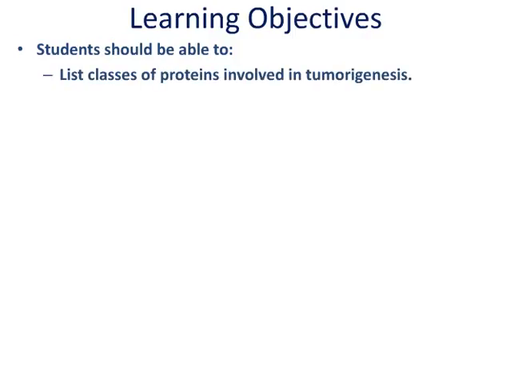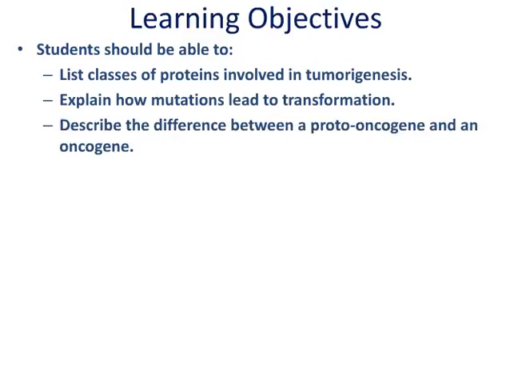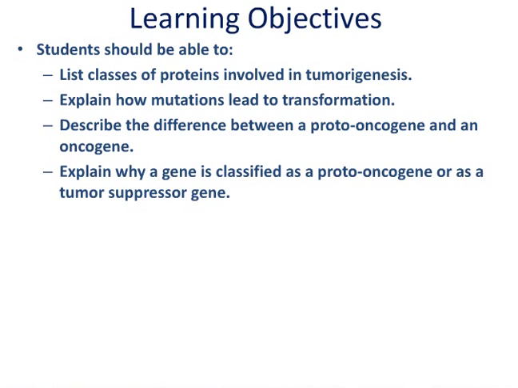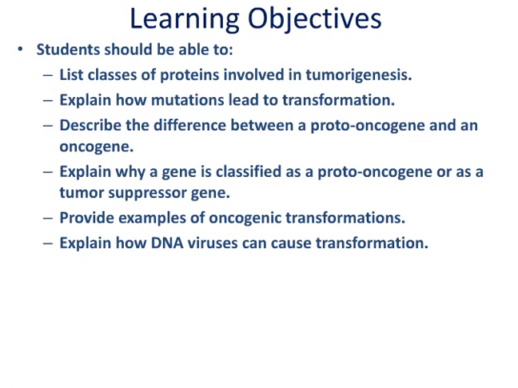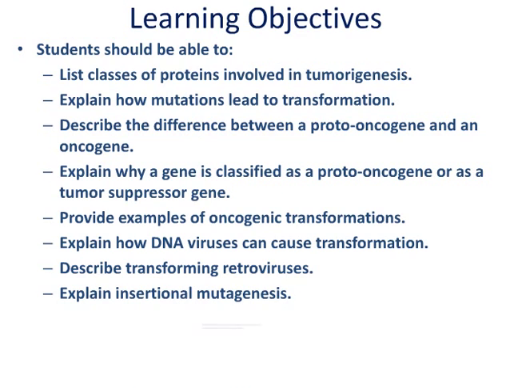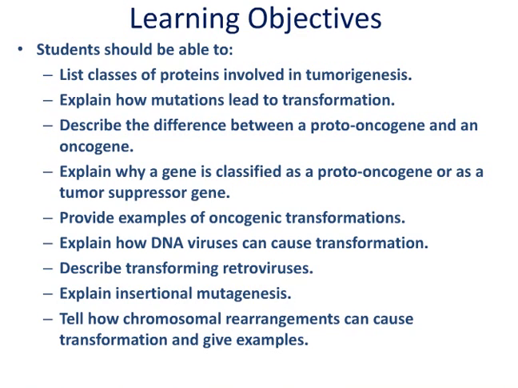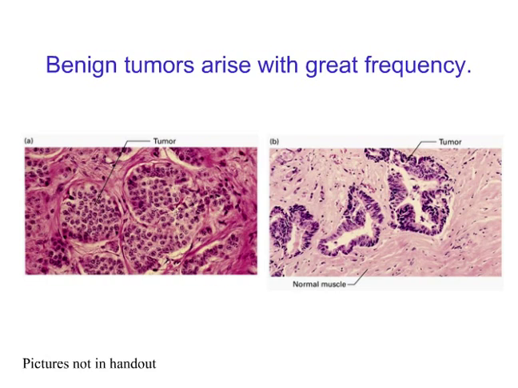After completing this learning module, students should be able to list the different classes of proteins involved in tumorigenesis, explain how mutations can lead to transformation, describe the difference between a proto-oncogene and an oncogene, explain why a gene is classified as a proto-oncogene or as a tumor-suppressor gene, provide examples of oncogenic transformations, explain how DNA viruses can cause transformation, describe transformation by retroviruses, explain insertional mutagenesis, and also tell how chromosomal rearrangements can contribute to transformation and provide examples.